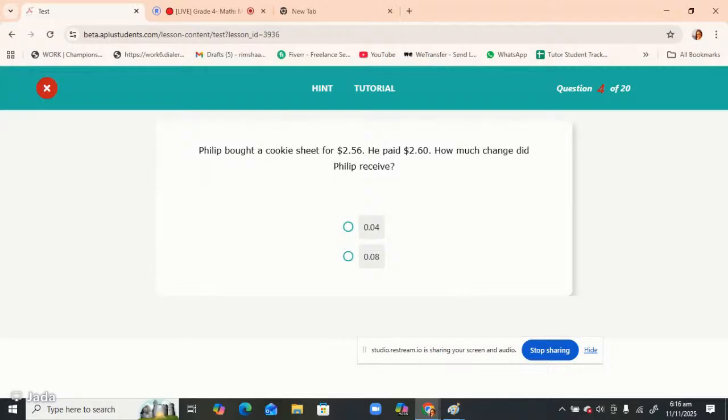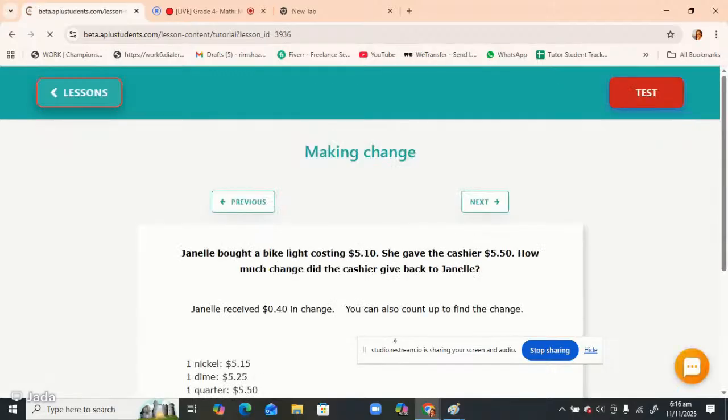Alright, hope you guys understand this lesson. Solve the rest of the test questions regarding this lesson by yourself.